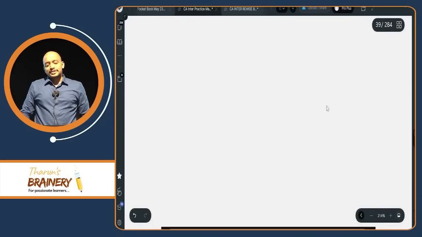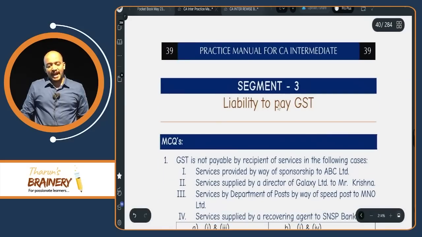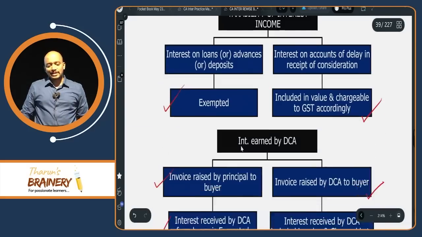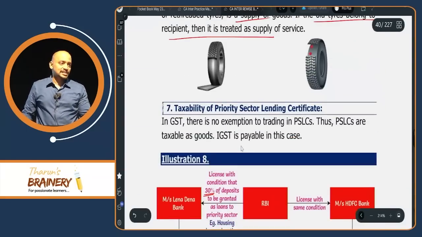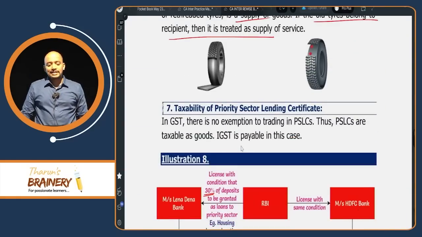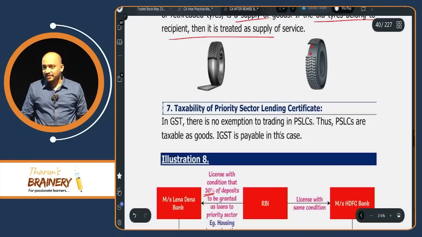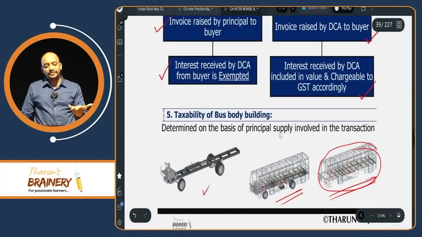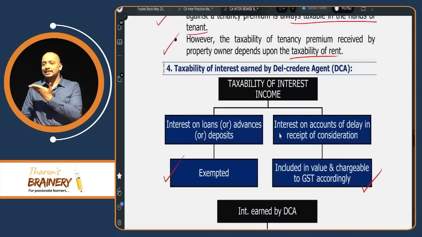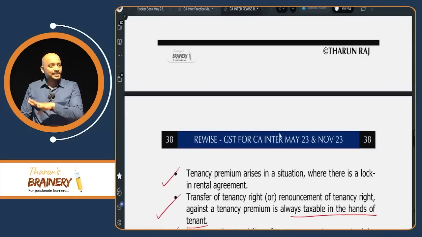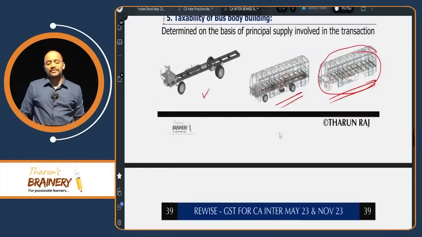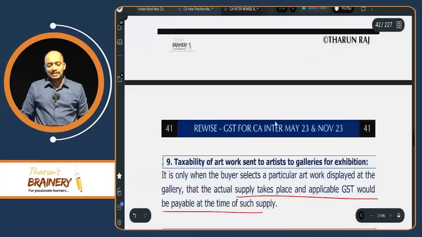Okay. So these are the questions that we have in the practice manual related to this, and there are many areas actually which are not tested. Like, see this priority sector lending certificate, we did not have any past questions. Then retreading of tires, bus body building, del credere agent, these are all some areas which they have not yet tested the questions on. So definitely on this also questions can be asked.